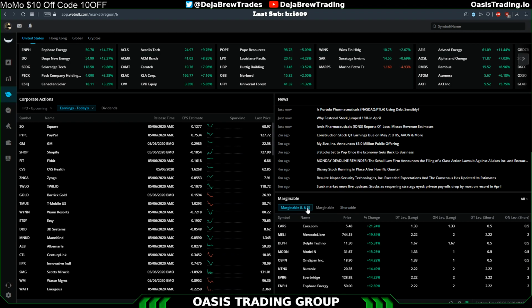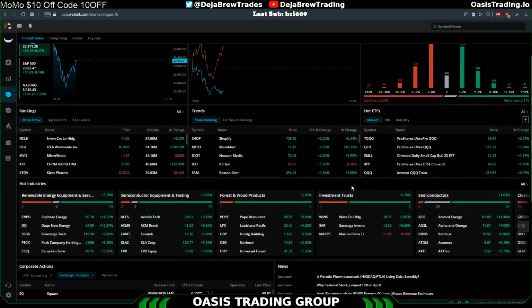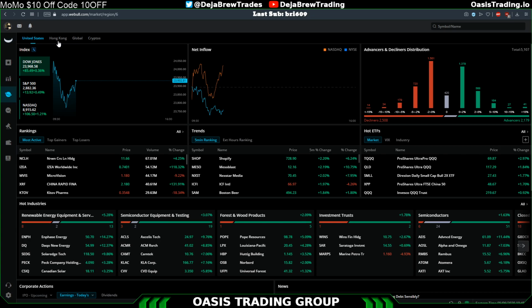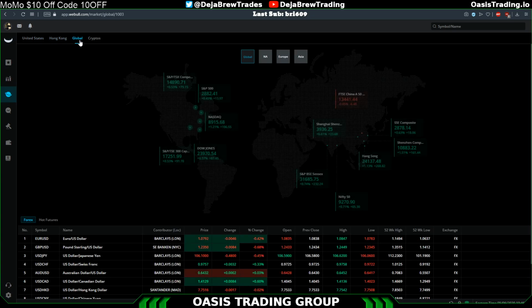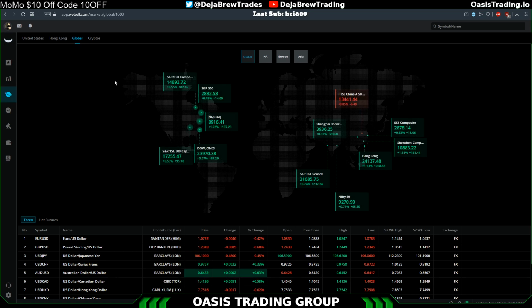Obviously, this isn't all of them. These are just the ones that are moving rapidly. Now, a couple of other things on here on the top. You have the other markets where you can look at the Hong Kong market. You can look at the global market as a whole, kind of see how we're doing. Everything is basically green except for the Chinese market.